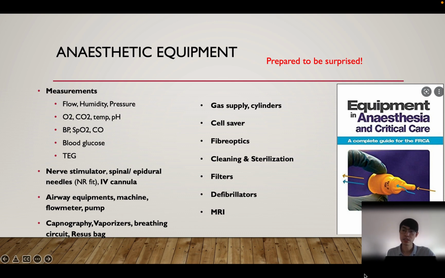Check out the materials in my Google Drive. Learn the equipment used in the UK, like the Venflon IV cannula, NRFit, spinal needles, etc. I have used the above book as a reference for equipment.